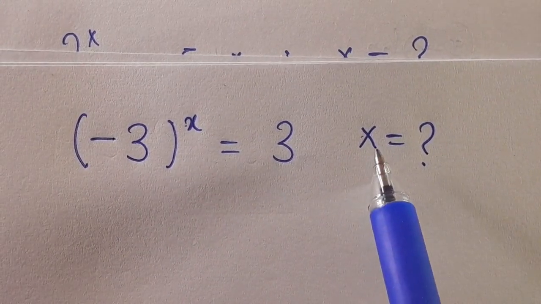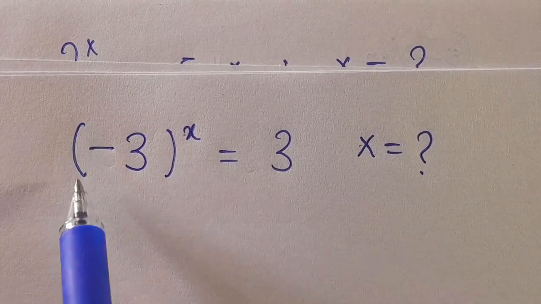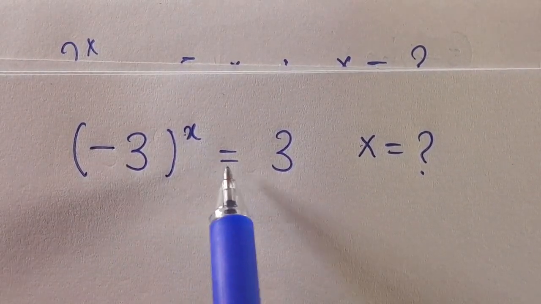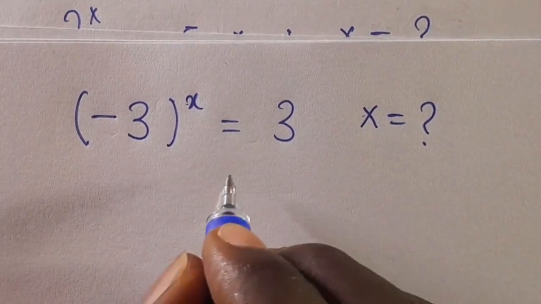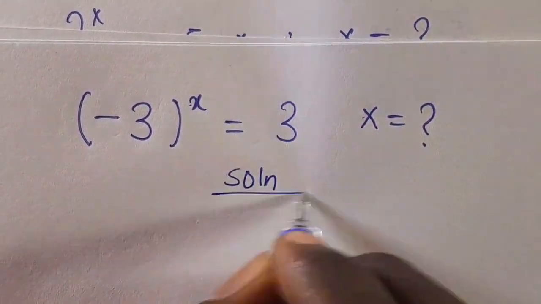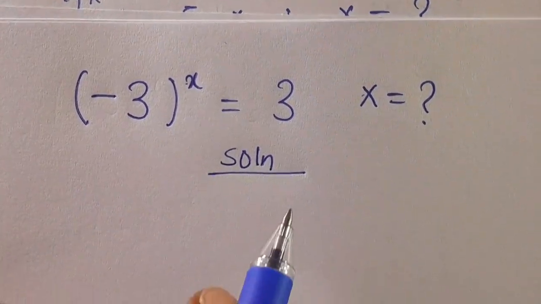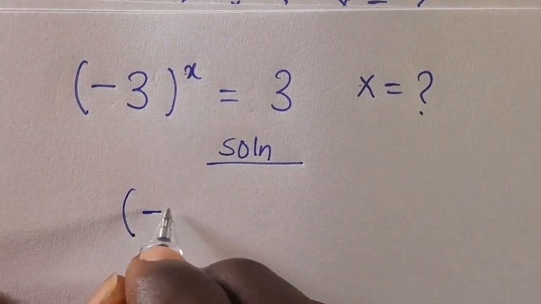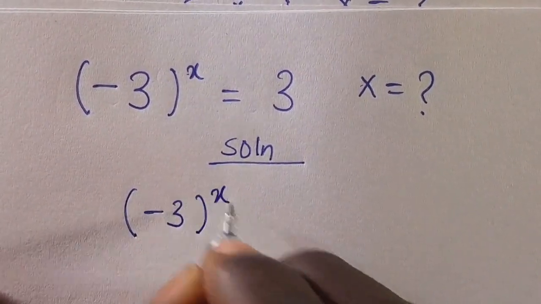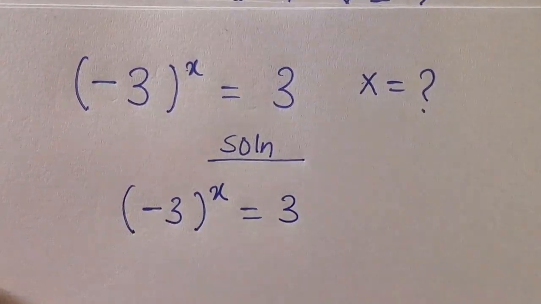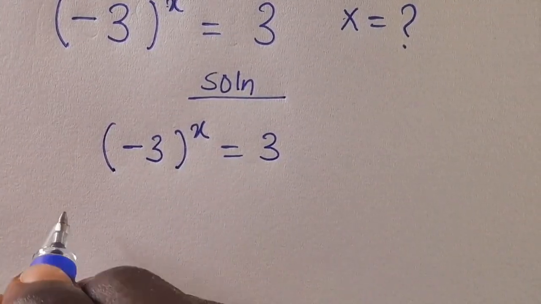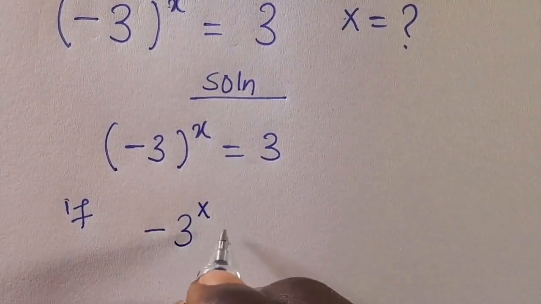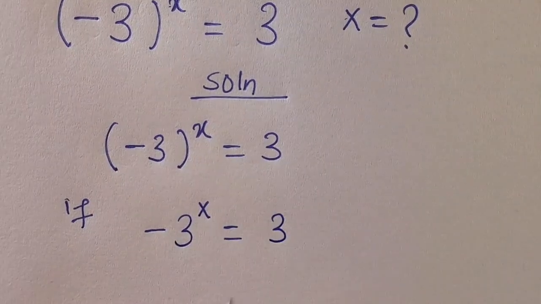Today we want to find the value of x given that (-3)^x = 3. Now, this problem is a little bit difficult because we have open bracket minus 3, then close bracket to the power of x equals 3. Assuming we have this type of problem, -3^x = 3.